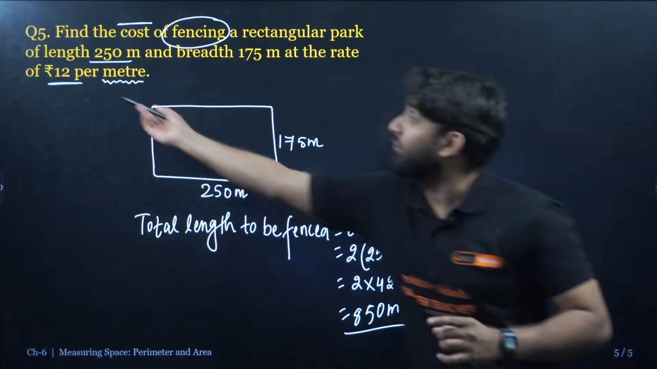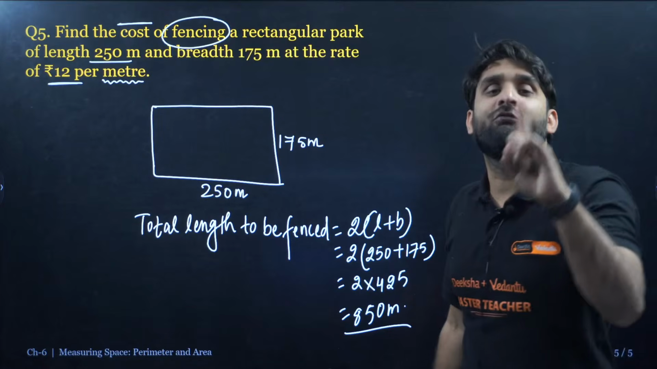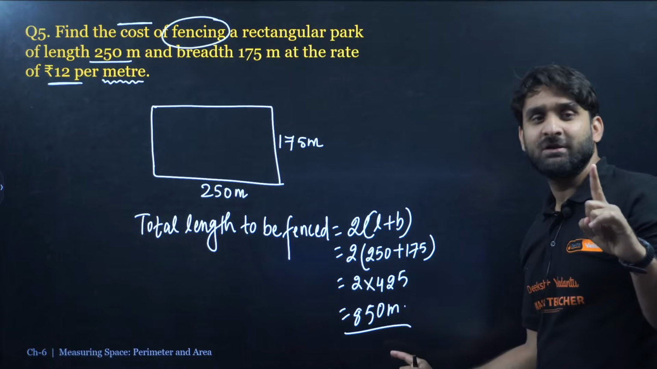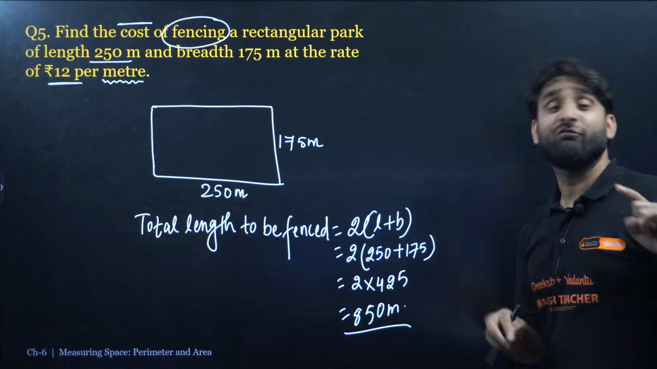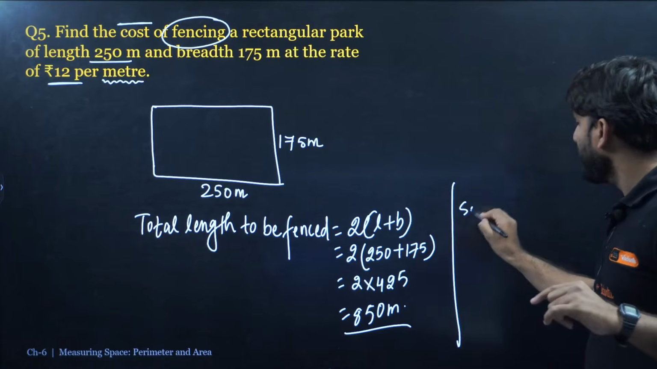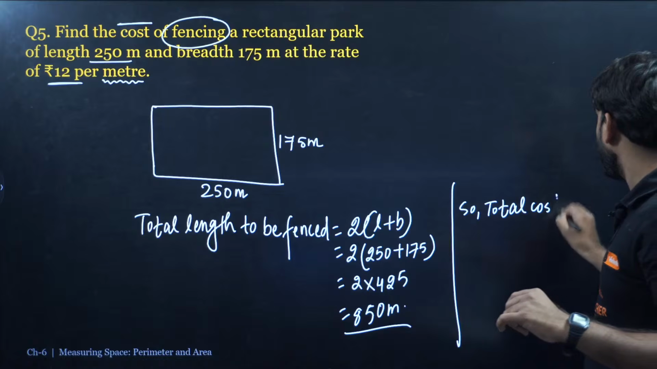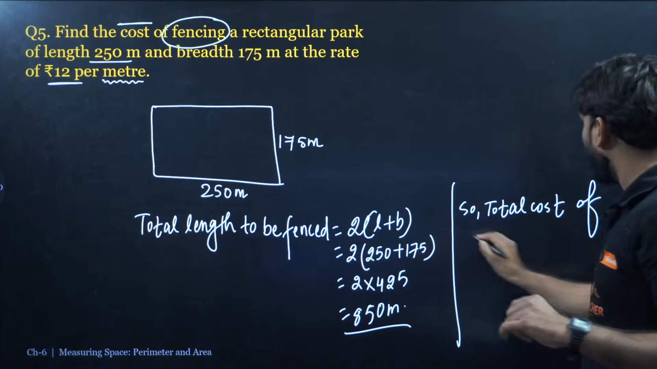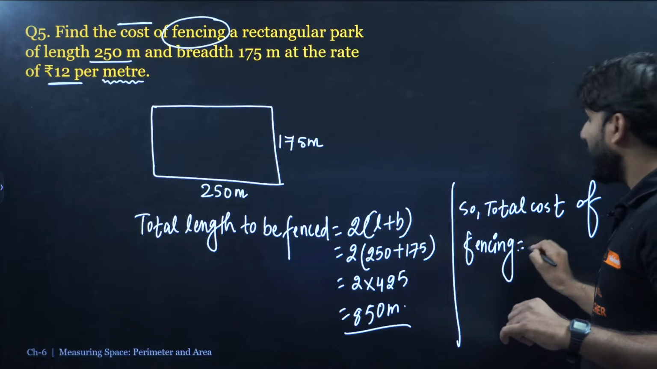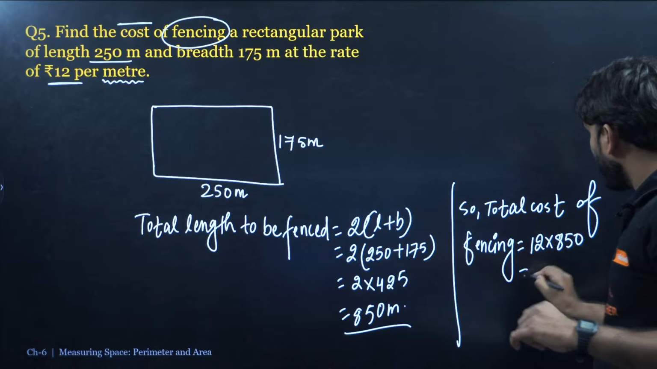And what is the cost? The cost for fencing is 12 rupees per 1 meter. And what is the total length that needs to be fenced? 850 meter. So what will be the total cost? So total cost of fencing will be what? 12 into 850 rupees.